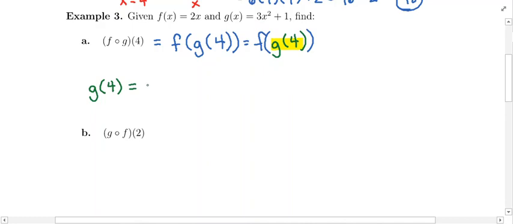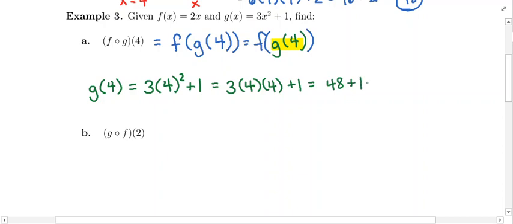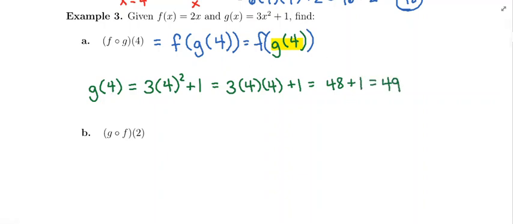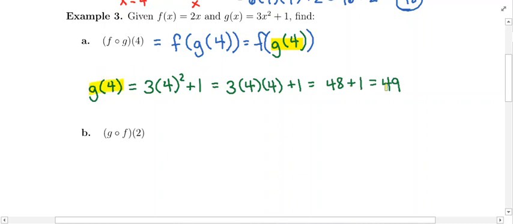If we substitute 4 for x, we get 3 times 4 squared plus 1. The 3 is not squared, it just hangs out front. Then the 4 is squared. Don't forget the plus 1. So this is 3 times 4 is 12, times 4 is 48, plus 1, that's 49. So g of 4 is 49.